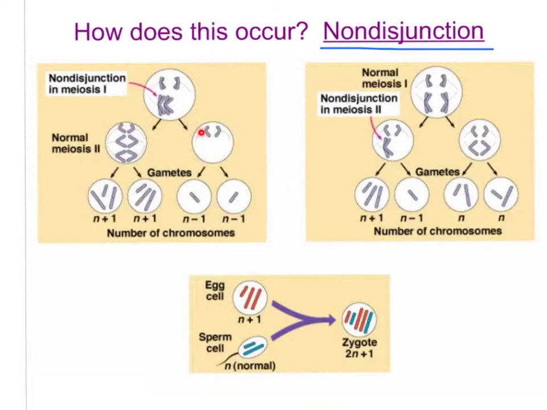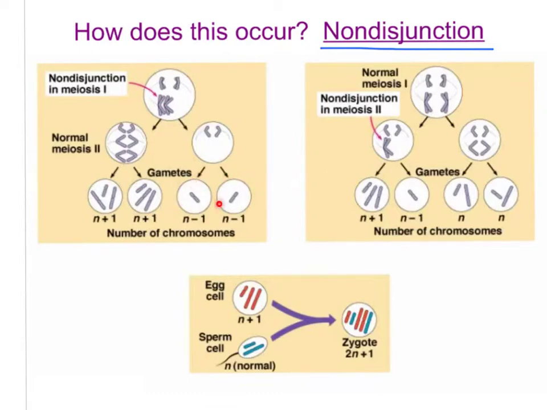And you can see then, if we go down to the normal meiosis and then follow that pattern all the way through to the end where we get the 4 different gametes, you get 2 of the gametes having trisomy, having an extra chromosome in them, and 2 gametes that have 1 fewer chromosome in them.